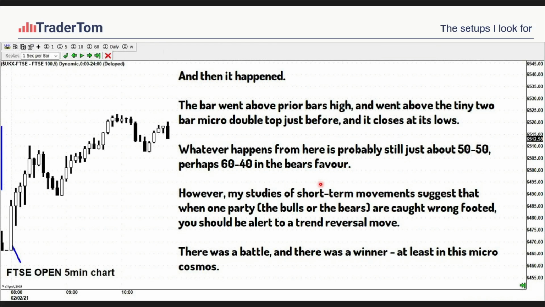However, my studies of short-term movements suggest that when one party, the bulls or the bears, are caught wrong-footed, you should be alert to a trend reversal move. There was a battle here. This was the opportunity for the bulls to take us to new highs, and there was a winner, at least in a microcosmos.